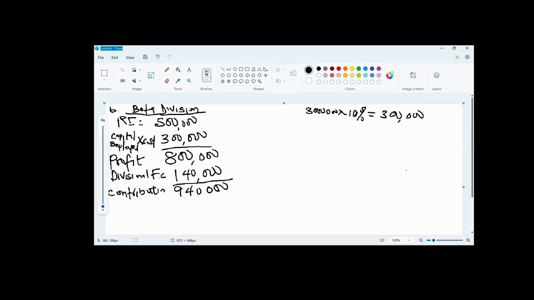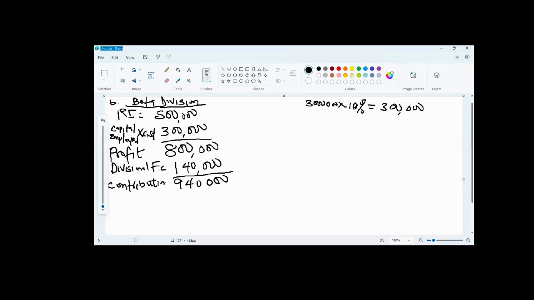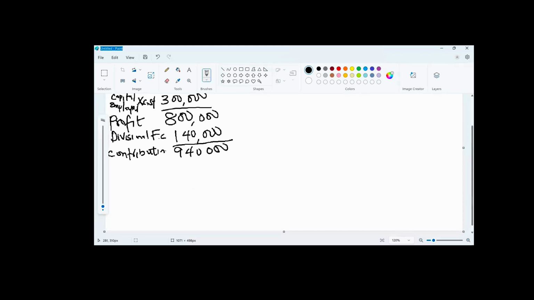It's not given. If Beta division is buying components from Aba division, won't it incur cost? So Beta division will buy 200,000 units of components from Aba at the transfer price. What is the transfer price? 4.95 naira. 200,000 multiplied by 4.95 naira. What do we have? 990,000.